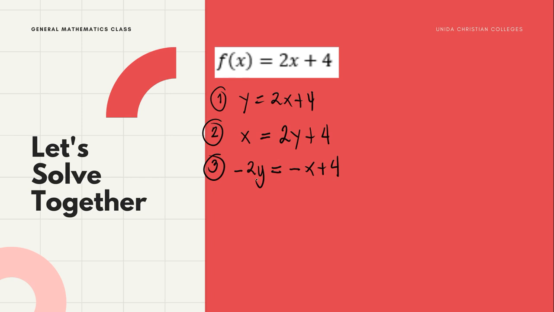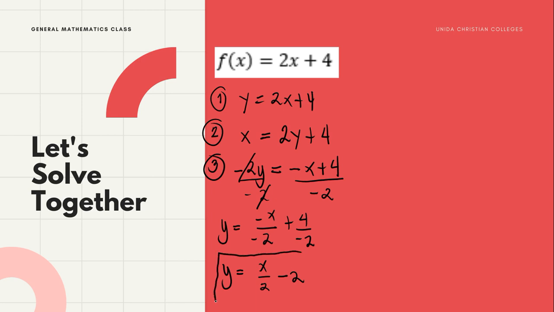Okay. And then, next step is, since y lang ang hinahanap natin, we will divide both sides by negative 2. Okay? Para ma-cancel out po yung kasama ni y. So, y will be equal to negative x over negative 2 plus 4 over negative 2. And then simplify, that is y is equal to, since both are negative, magiging positive, and then 4 divided by negative 2 is negative 2.